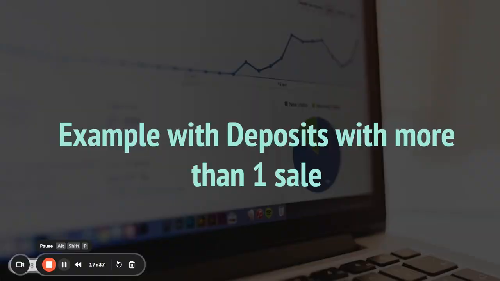So like I had said, imagine that your client is depositing a whole lot of checks, so more than one sale, and we are receiving money in that fashion where he's going to deposit these checks. This happens a lot with big companies that receive money for invoices. So in this example, let's go back to our QuickBooks.